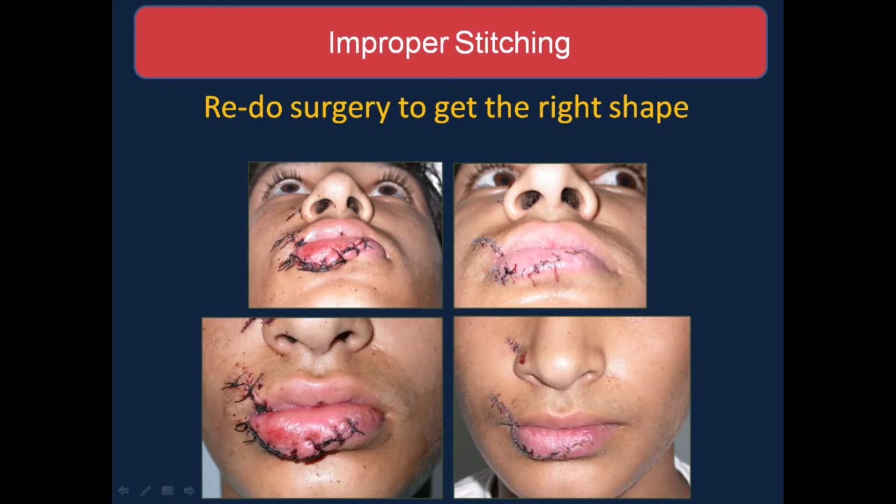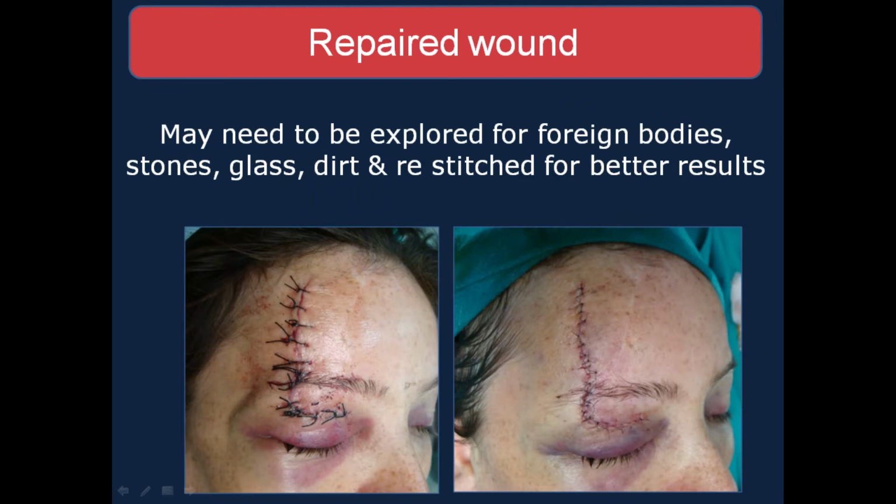When we see wounds which have been stitched, and if we can make out that the stitching has not been appropriate, then it needs to be redone. And even sometimes when the stitching looks to be good, then the history is important, because has it been stitched by the right person under local anesthesia or under anesthesia or not. If not, then they need to be re-explored, because sometimes foreign bodies can be found inside these wounds, and appropriate care must be taken right at the beginning.